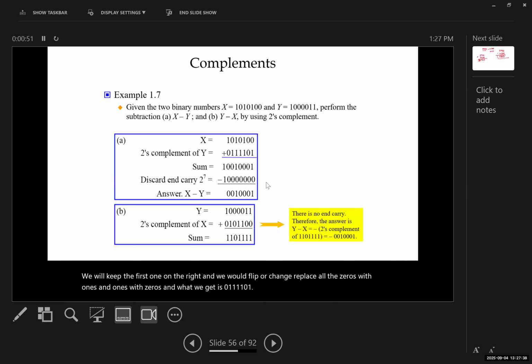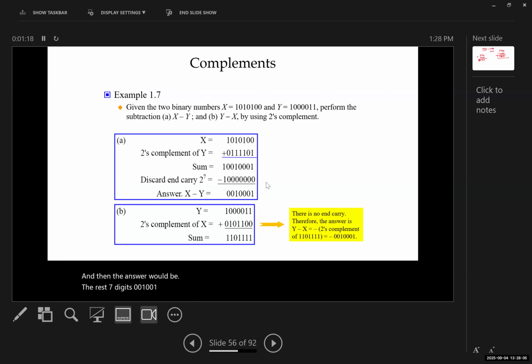When we add them together, we have two 7-digit numbers, and what we get in the summation, we get an 8-digit number. We have an end carry. What we do, we would discard the end carry, and then the answer would be the rest of 7 digits. So 0 0 1 0 0 1.